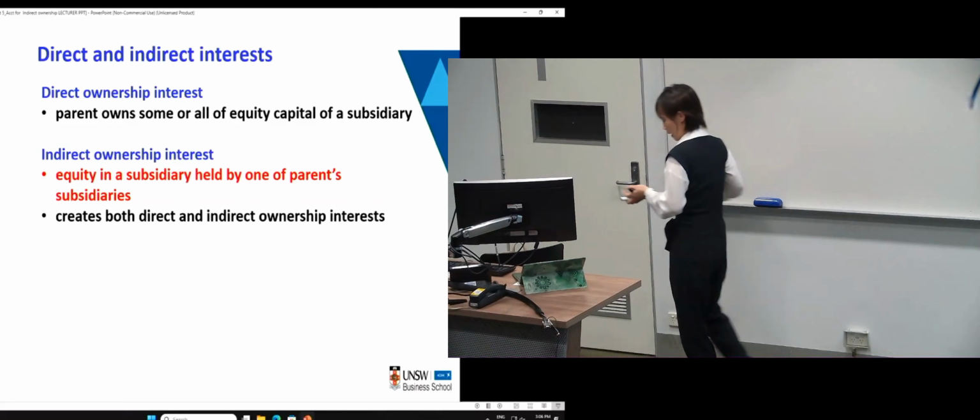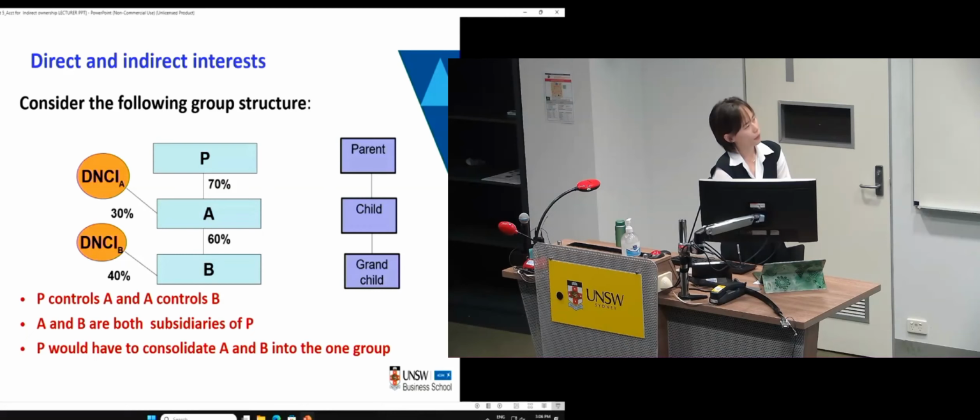So if you have a look at the group structure we have here, P Limited Group has two subsidiaries, A and B. P Limited is considered the parent entity in this group structure. A Limited is a child company, and B Limited is a grandchild company. You can see P's ownership interest or controlling interest in A is a direct interest, that is 70%, because P owns the majority of voting shares in A directly by holding the shares. Well, P's indirect interest in B is 42%, right? So how do you find P's indirect interest in B?